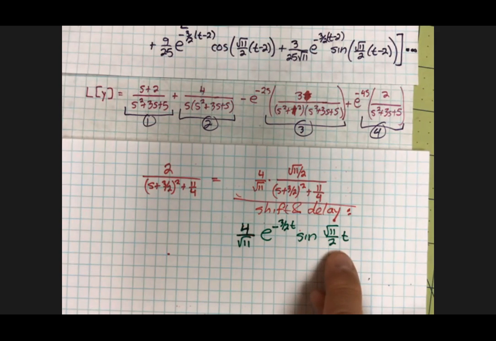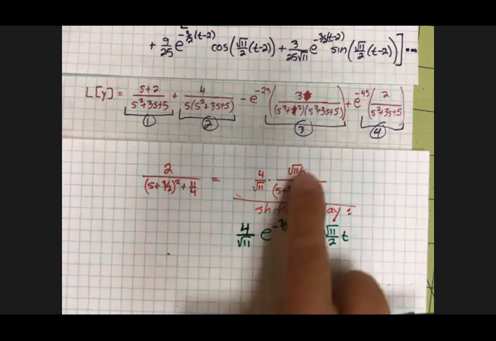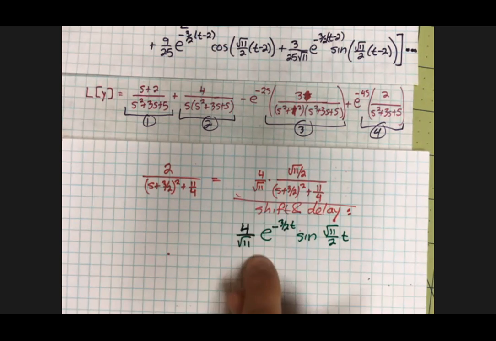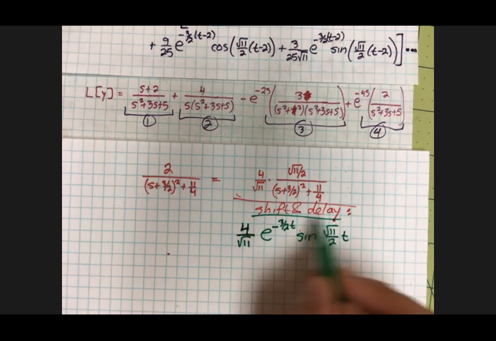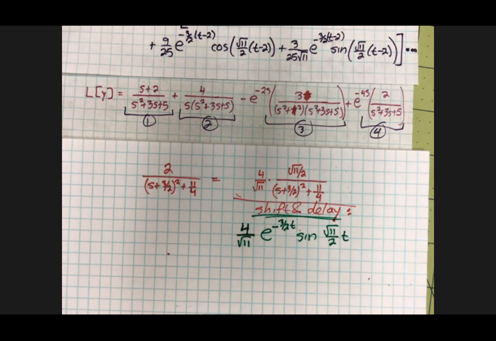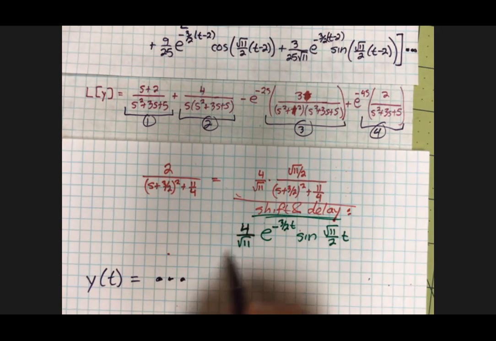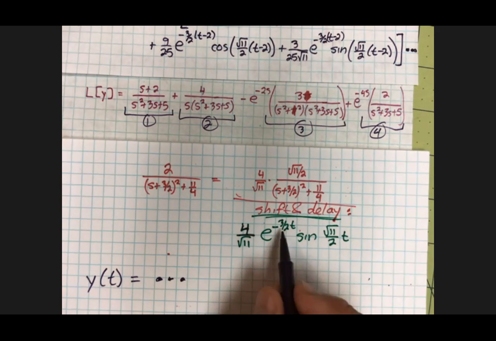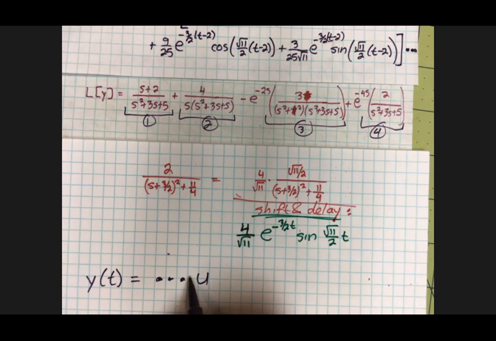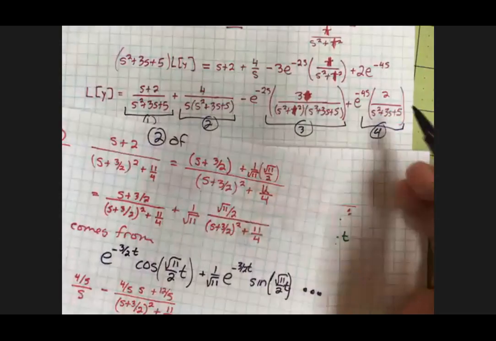Is that good? Got my sine wave, got my exponential shift in here, got my constant, good. Now I shift and delay, and this should be the last piece of our answer. Which is shift and delay plus u sub. It was still shifted. What's the shifting here?